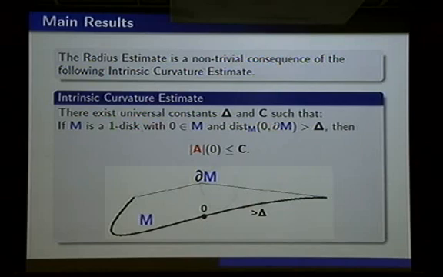So what this theorem is saying, there exist two universal constants, delta and c, such that on a one disk, if we have a point which is sufficiently away from the boundary, the curvature at that point is bounded by that universal constant. Okay? And so we use this result to prove the radius estimate, and I'm going to give you an idea on how that's proven now.